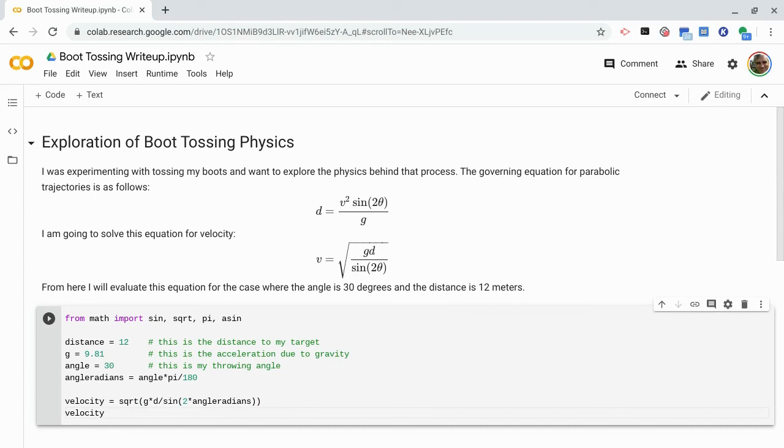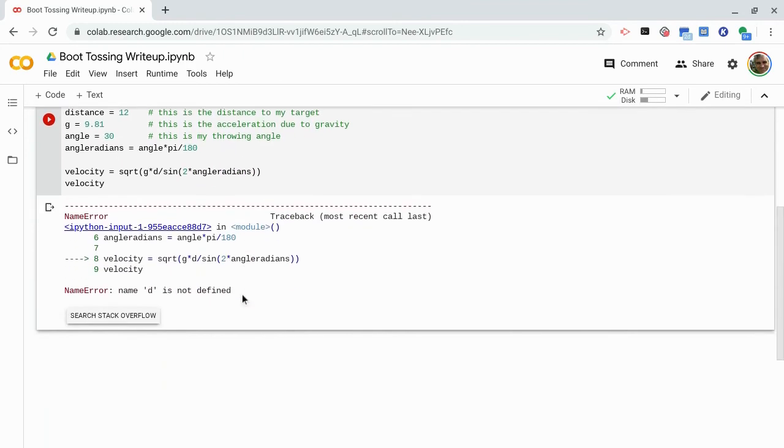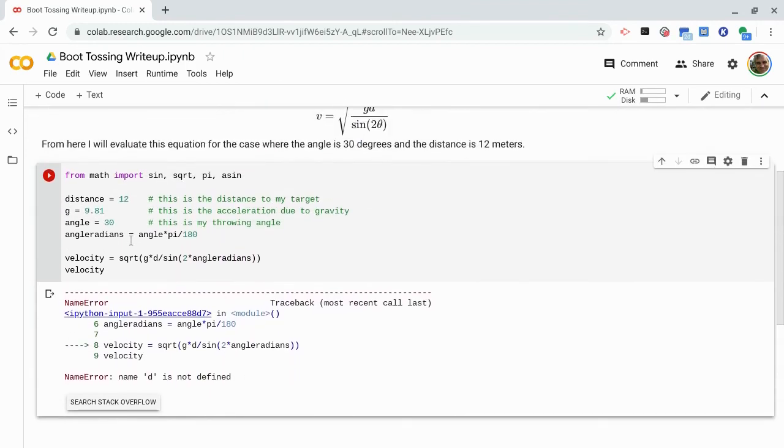Let's try running it. To run it, I move to the upper left-hand corner of this code block where there's a little triangle, a little play button, and I press play. Thinks for a little bit. And I got a name error. D is not defined. Oh, that's right. That's a bug. I made an error.